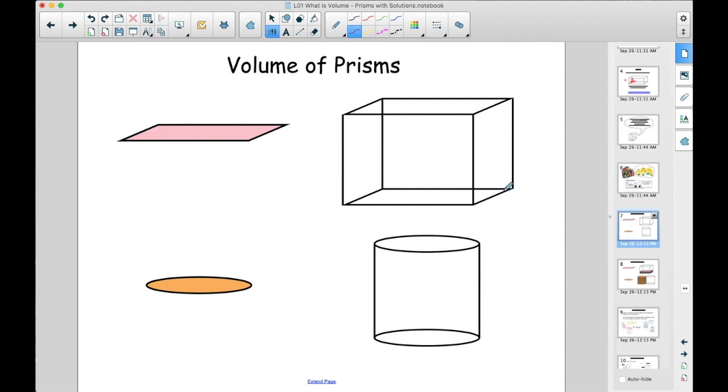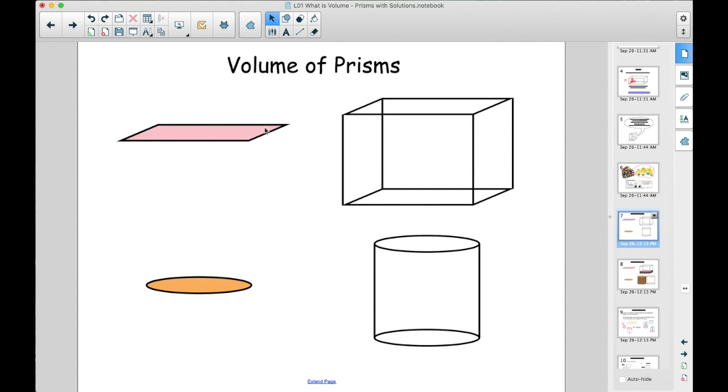We're going to start here. And we're going to be thinking about the volume of prisms. How do you construct a prism? So we can see here's a three-dimensional solid, but it got constructed from this figure right here. And this one, this is a cylinder, it was constructed from this two-dimensional circle. So this rectangular base prism was constructed from this rectangle.